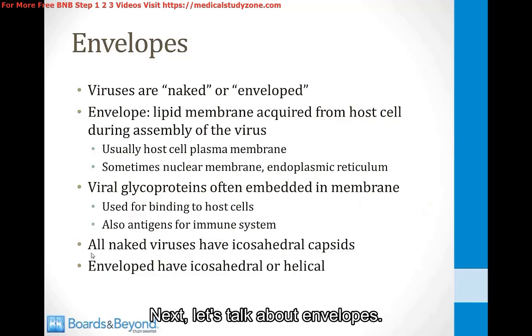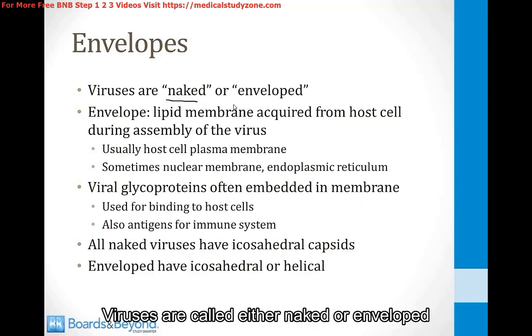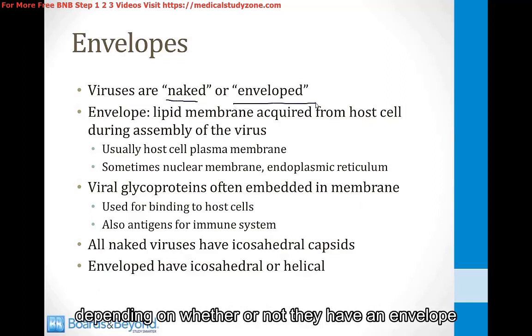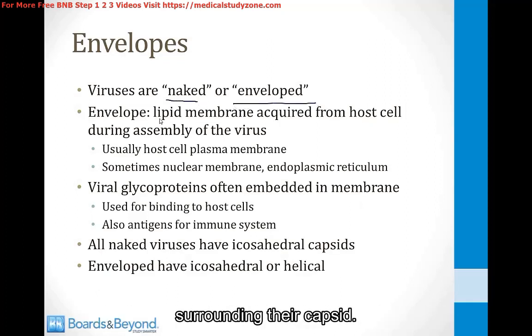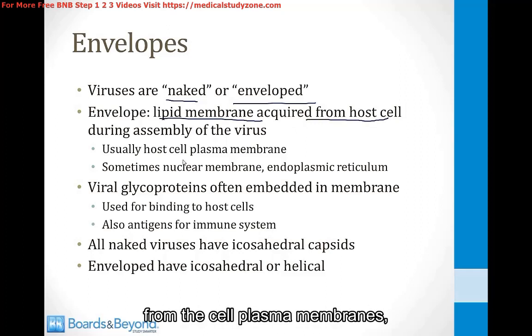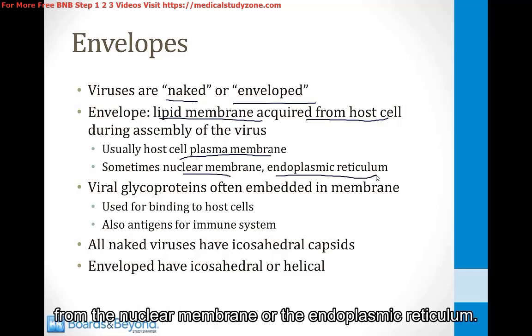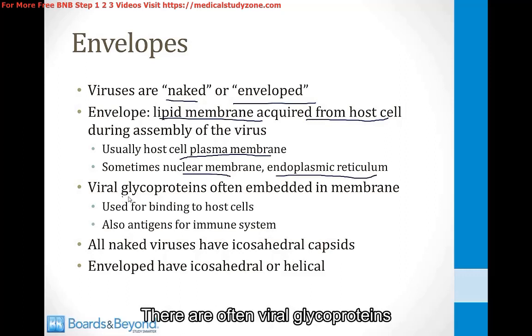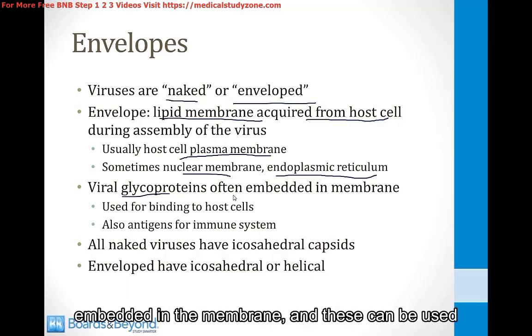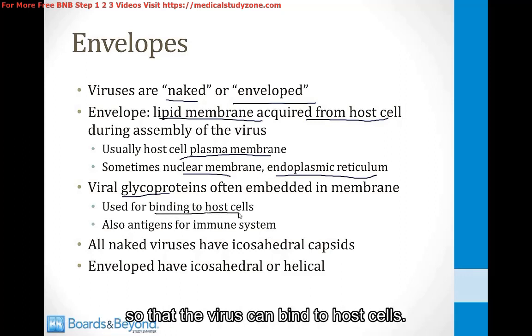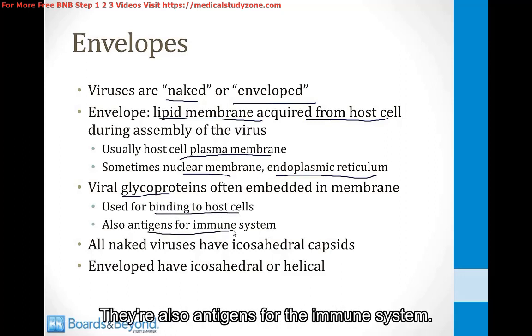Next, let's talk about envelopes. So viruses are called either naked or enveloped, depending on whether or not they have an envelope surrounding their capsid. And the envelopes are lipid membranes that are acquired from the host cell during assembly of the virus. Usually the virus acquires this from the cell plasma membranes, but there are some exceptions. Some viruses acquire their envelope from the nuclear membrane or the endoplasmic reticulum. There are often viral glycoproteins embedded in the membrane, and these can be used so that the virus can bind to host cells. There are also antigens for the immune system.